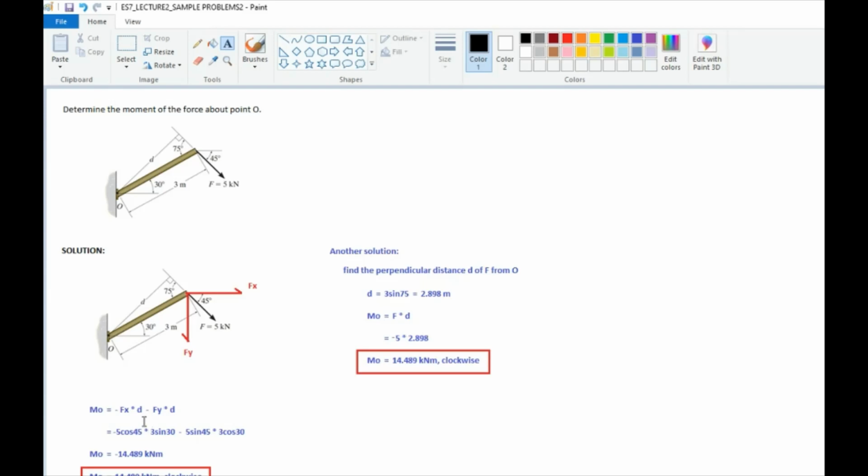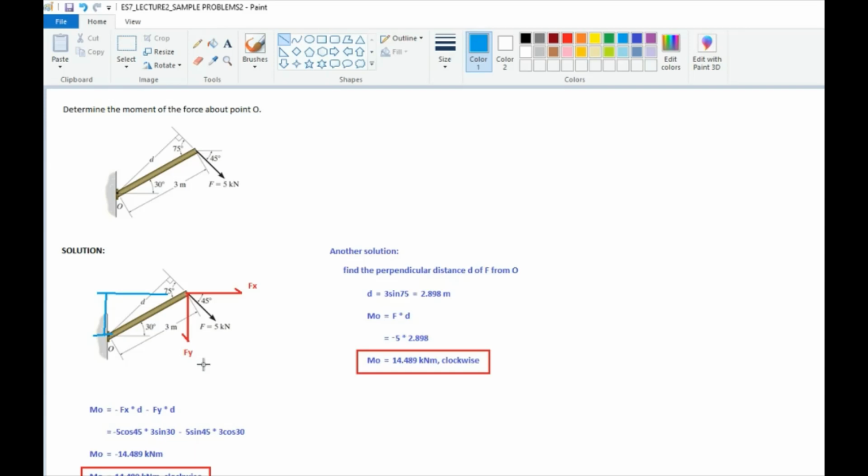Substituting values, the x component of the 5 kilonewton force would be negative 5 cosine 45. And then the distance, this one. This distance is what we need, the distance of Fx to O. So that would be 3 sine 30 degrees, because this is opposite the angle 30.